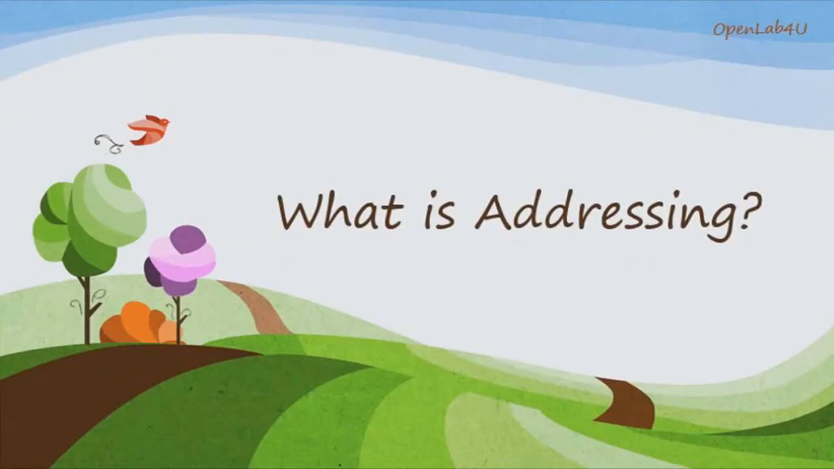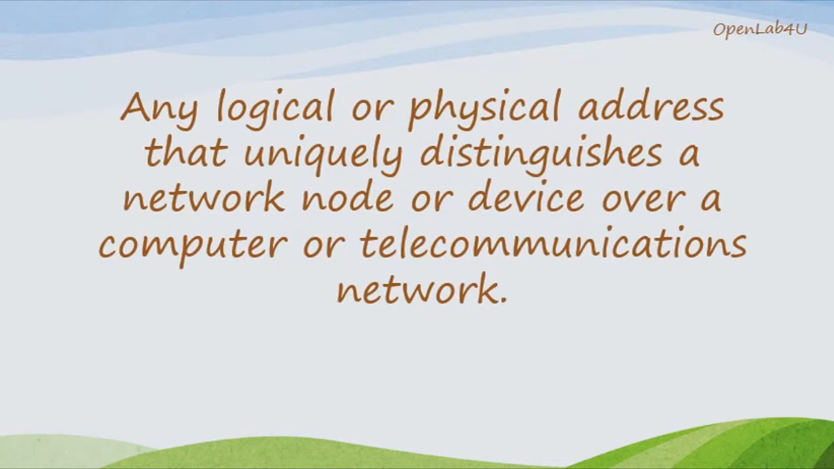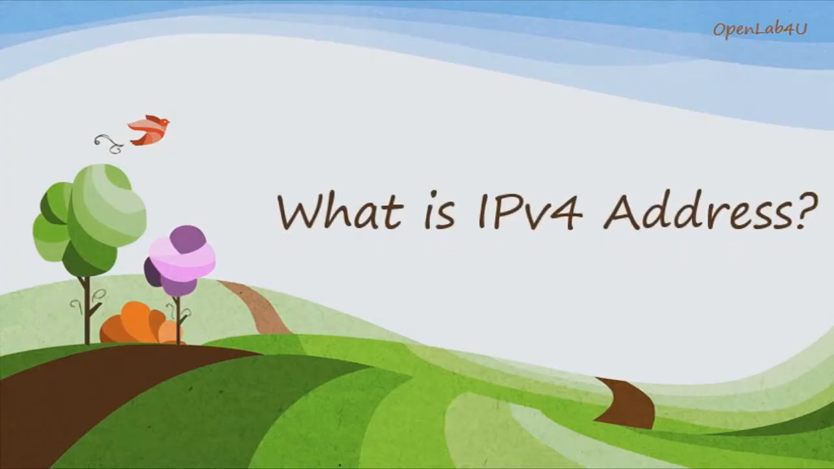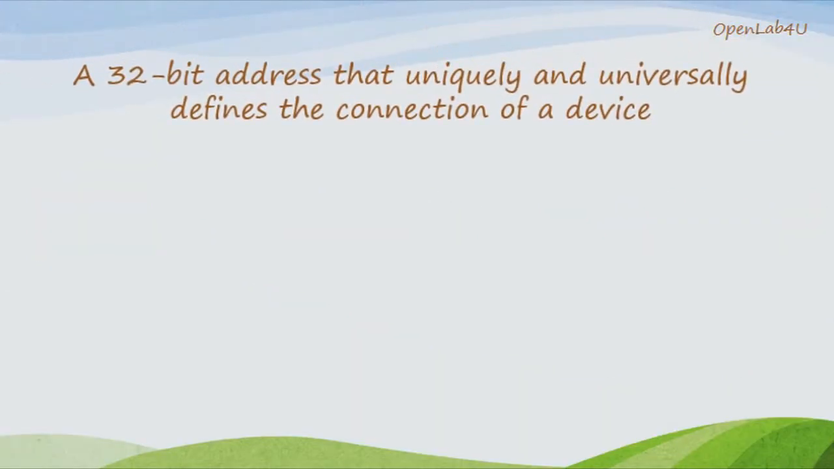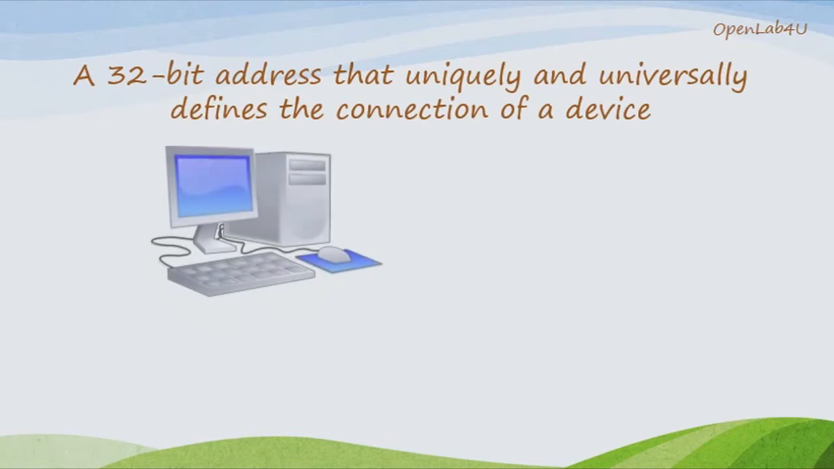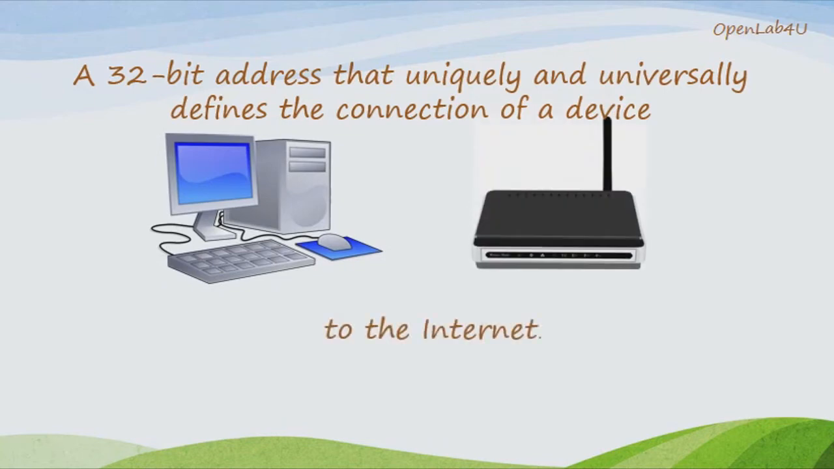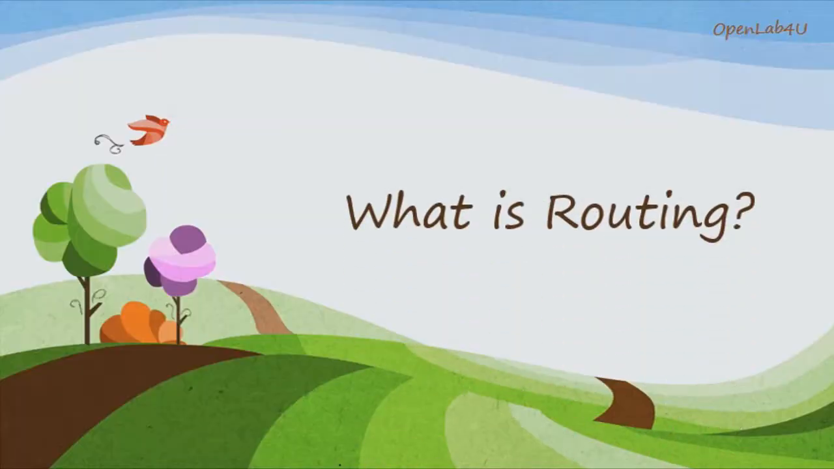What is addressing? Addressing is any logical or physical address that uniquely distinguishes a network node or device over a computer or telecommunication network. Today, I want to tell you what is IPv4 address. IPv4 address is a 32-bit address that uniquely and universally defines the connection of a device such as computer, router to the internet. So, let's move on to routing.